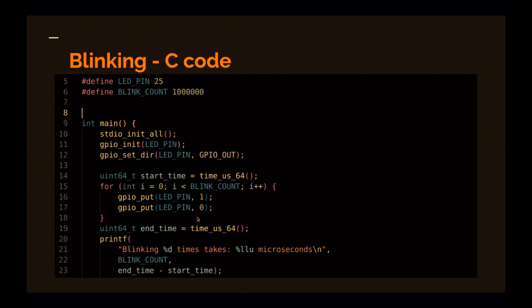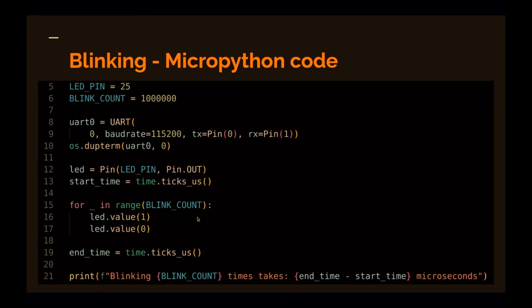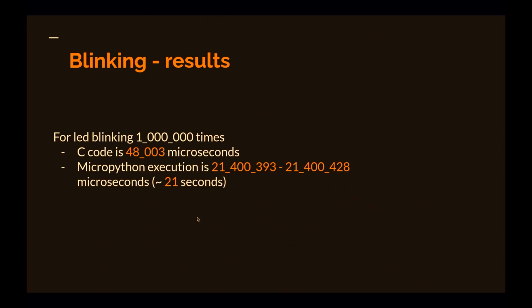Blinking, this one surprised me more than the other examples, because I expected that they would give similar results. What is blinking? We are just calling functions to go to the registers and put the right value into the right register. But there is a difference. And the difference is 445 times. Of course, MicroPython is slower.